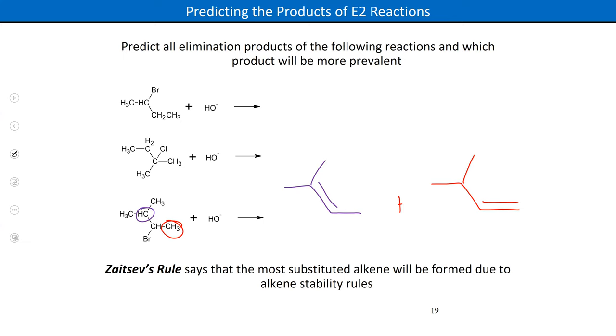So our major product for the last one looks identical to the major product for the one right above it, right? But our minor product is different. Our minor product for the second example had our pi bond over here, adjacent to the methyl group. Here, our pi bond is on the opposite side of the molecule from the methyl group. So, a subtle difference, and only a difference in the minor product, not in the major product.